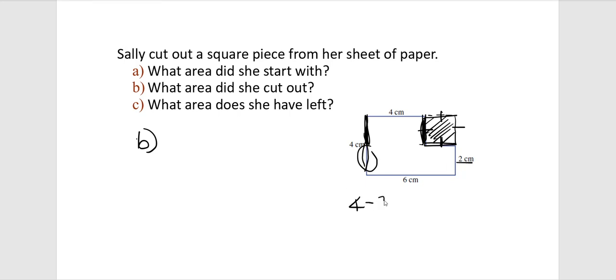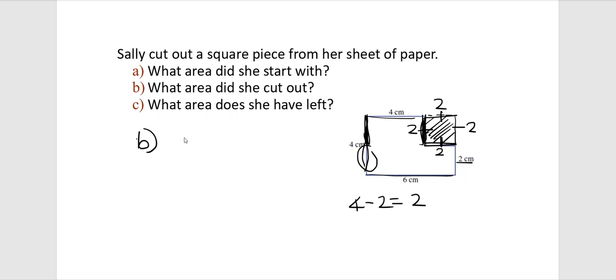So if I go 4, take away 2, would leave me with 2. So the length would be 2, which means this length would be 2. And let's check and see. If I've got 6 here, take away that 4, yes, it leaves me with 2. And that length must be 2, and that length. So there are my dimensions of my square.